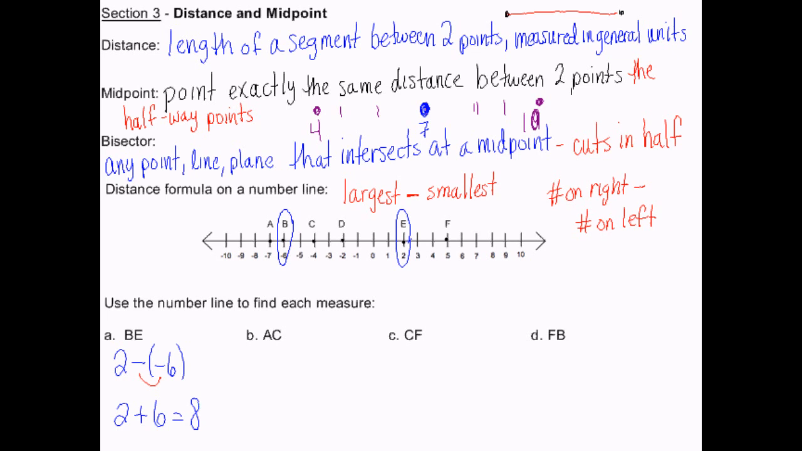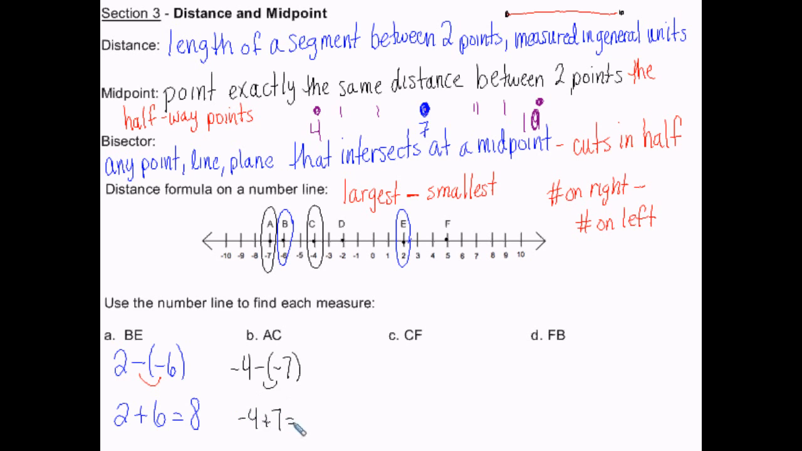A and C are here and here. C is -4, A is -7. C is bigger because it's on the right. So I'll do -4 minus -7. So I have -4 plus 7.